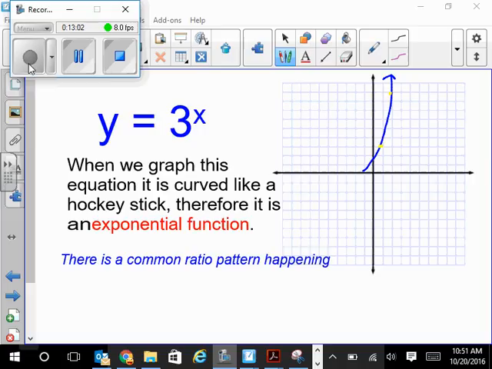Can I come up and count it? Actually, I don't know.